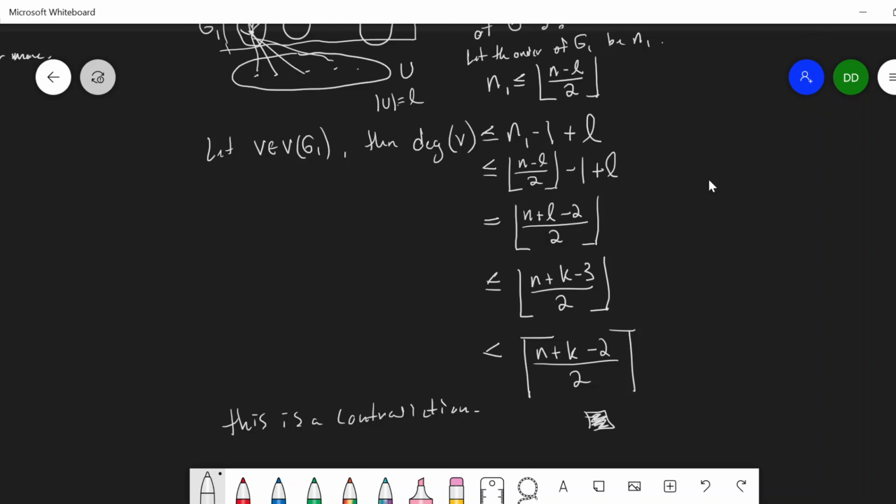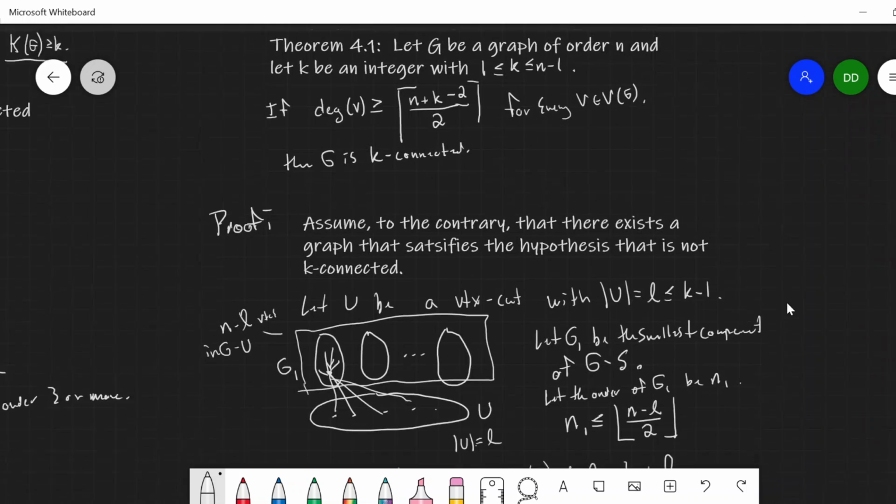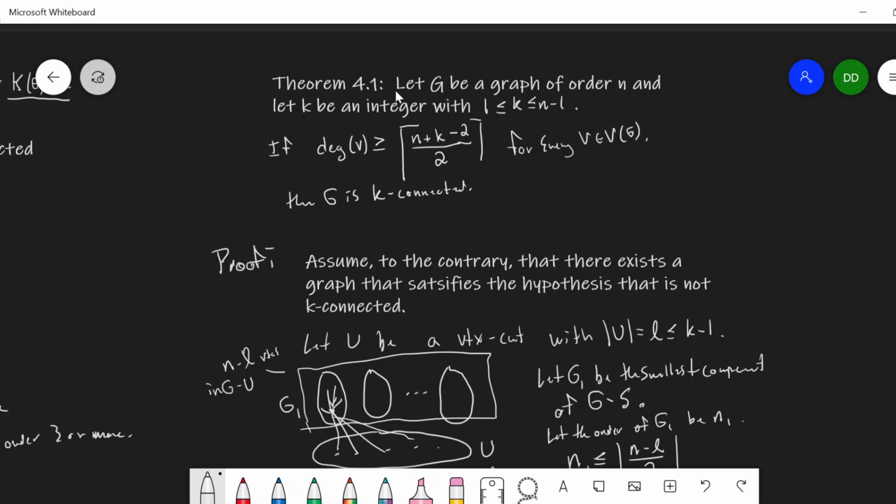All right, so that's it for this one. It does give us a nice quick check: if the degree of every vertex is high enough, then that guarantees that G is k-connected.